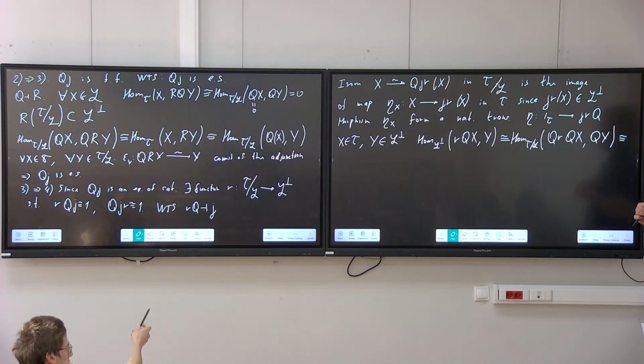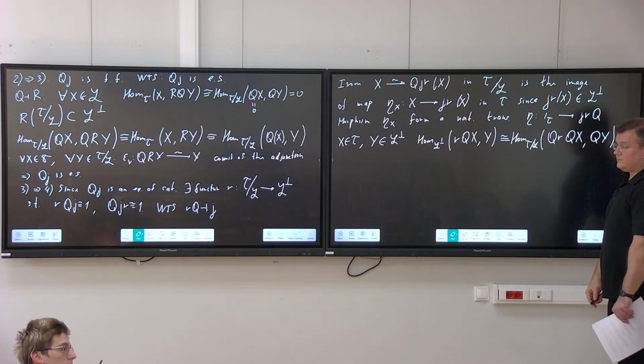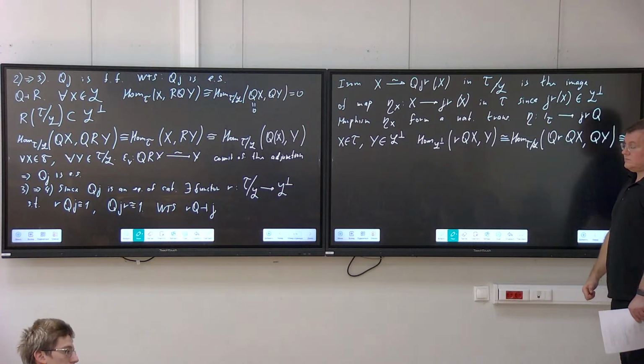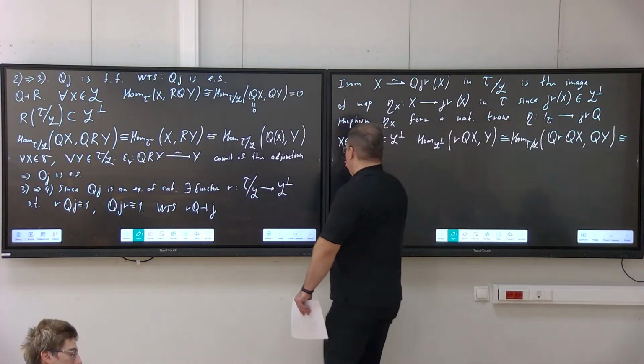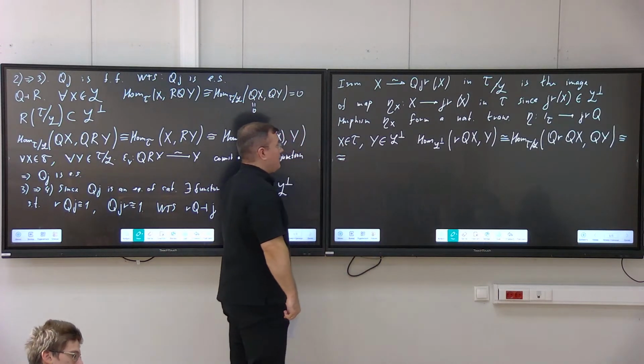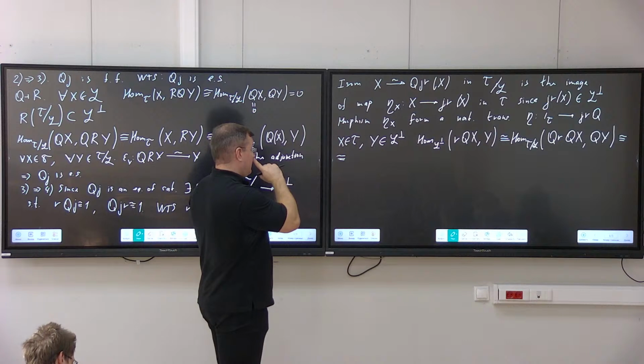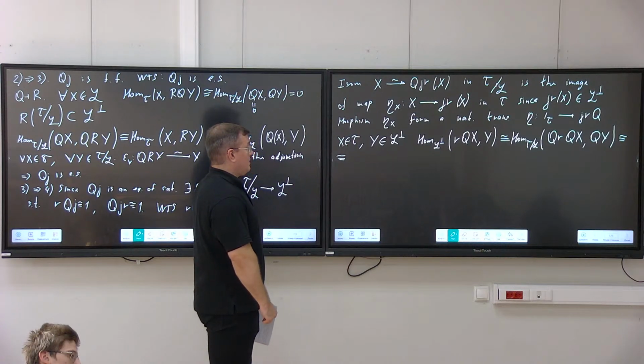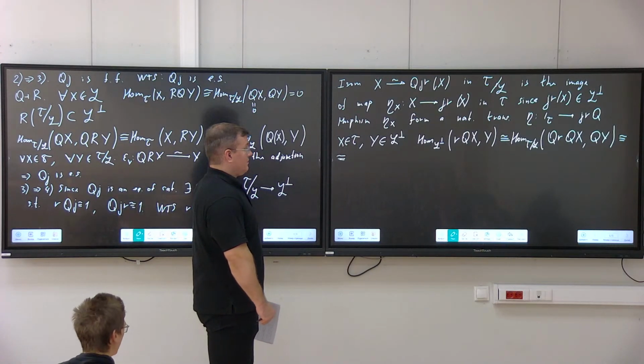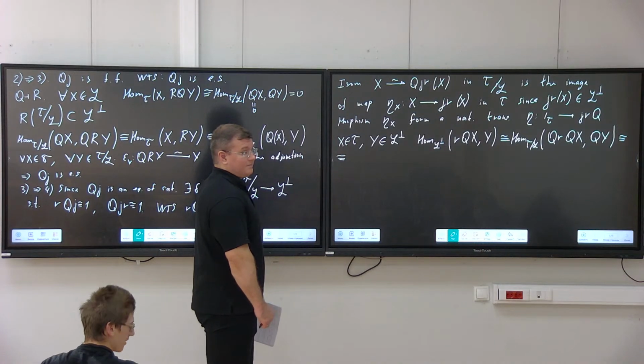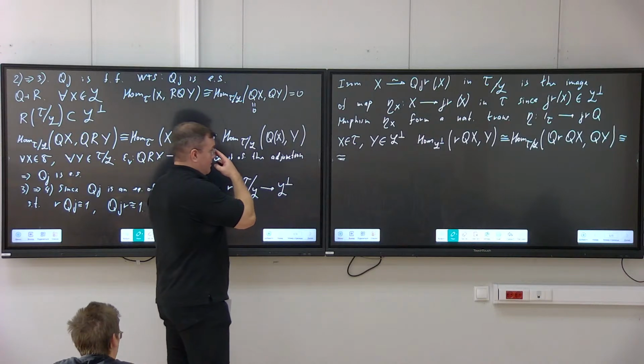Since we know that it's Hom in L orthogonal, and Hom J is fully faithful, you can just apply J to Hom in L orthogonal, get Hom in T, and then apply the first lemma. It works.